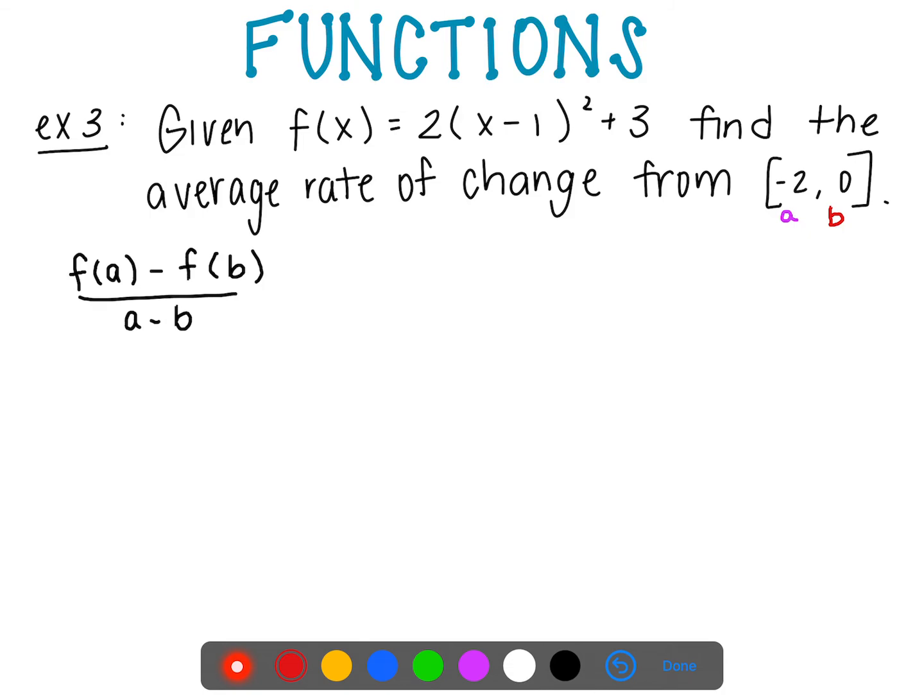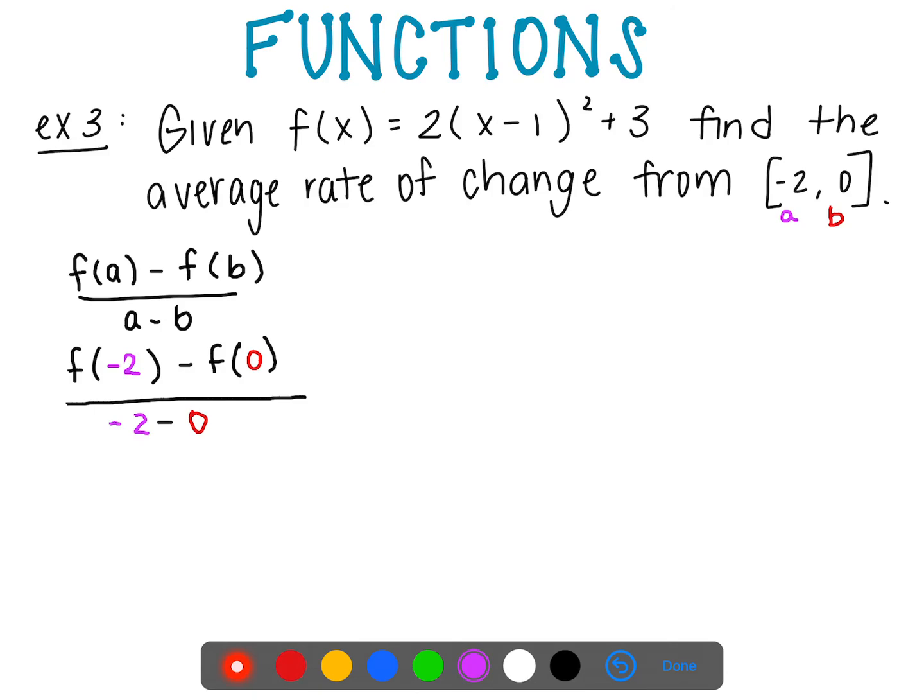So then I'm just going to plug in like I have been. I get f of -2 minus f of 0 all over -2 minus 0. So now here's where my algebra comes back in, because I need to know f of -2 and I need to know f of 0.